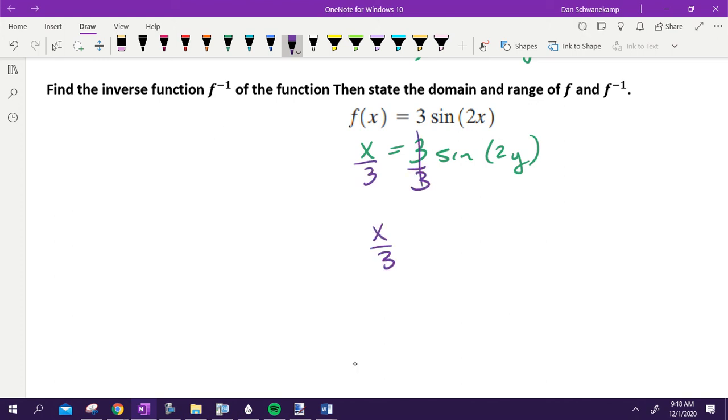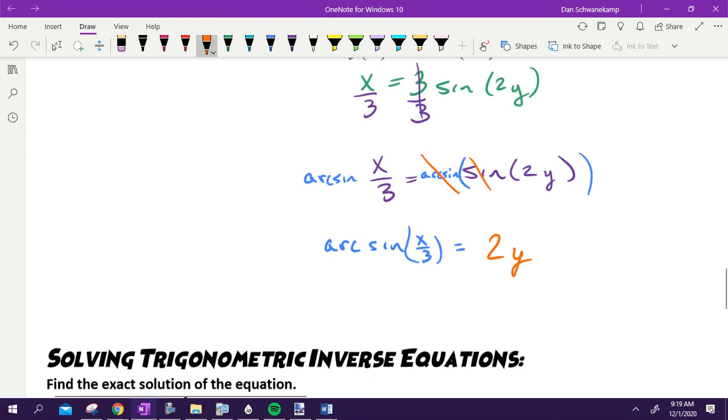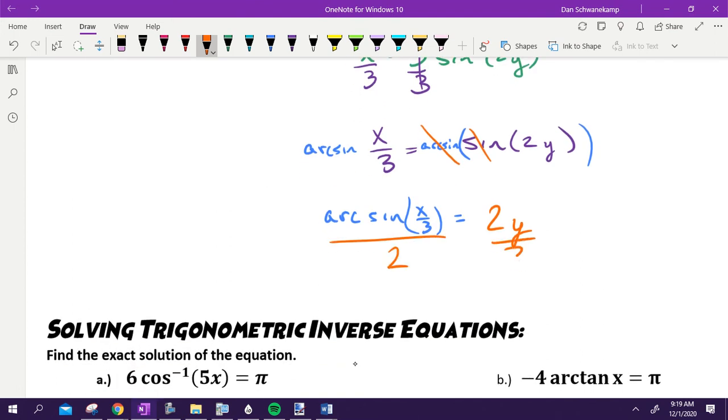That cancels. We get x over 3 equals sine of 2y. Then what, Jack? Inverse sine. Oh, no, I wrote the word arc sine instead. How is that different than inverse sine? It's not. So we have arc sine of x over 3 equals, over here, these two things are going to cancel, 2y. And so to finish, obviously, I'm going to divide by 2. Make sense on that one?